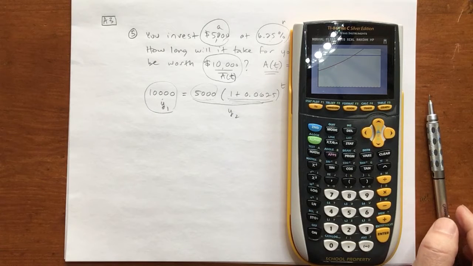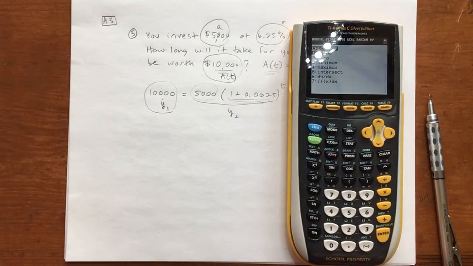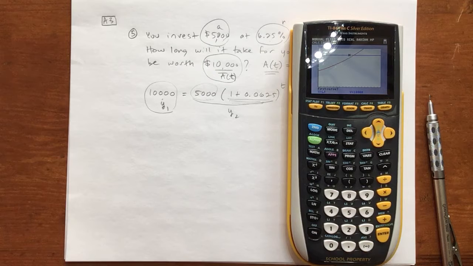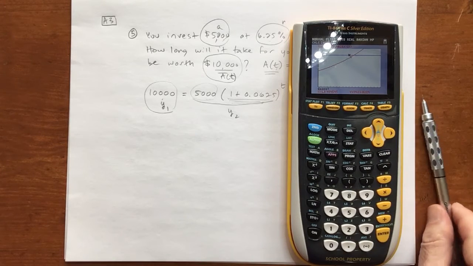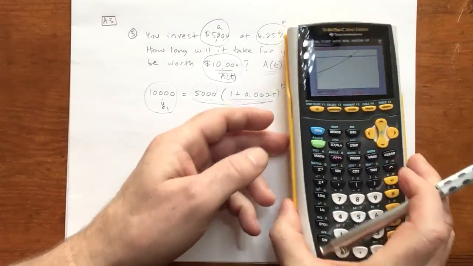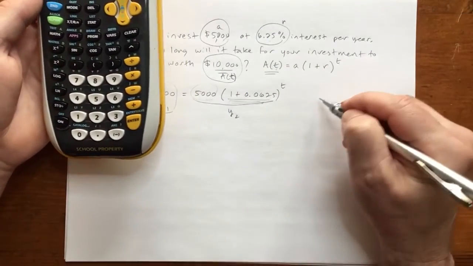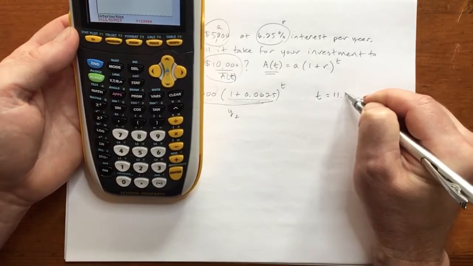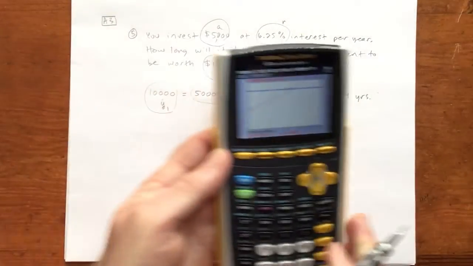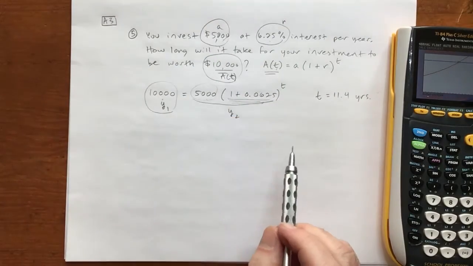Then remember to calculate intersections. There's the calculate button. So we hit second trace, intersect is 5, and then we only have 2 curves. So I'm on the first curve, I'm on the second curve, and you don't really have to go close. Here's my guess, and then it will give me the intersection down here, and it says x is 11.4 approximately. And so here I'll say t is about 11.4 years. We honestly should round up so we have more than the 10,000, so maybe 11.5 would be a better answer.